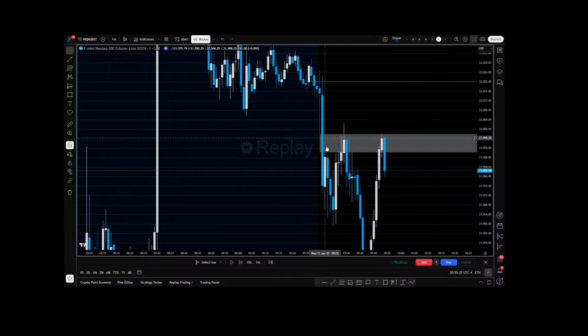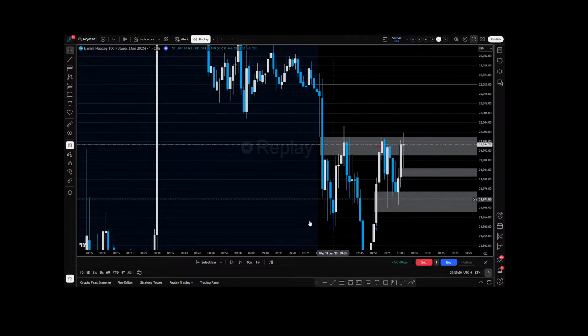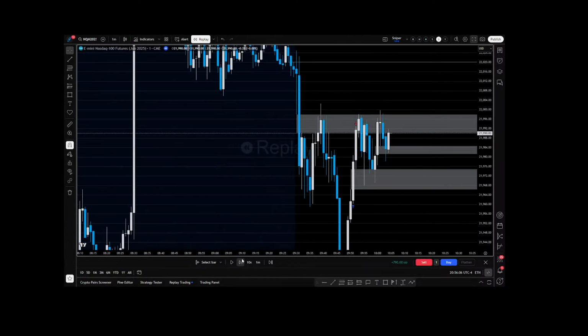Okay, once again, rejecting this 1 minute fair value gap. Strong reaction here. Now here we're just bouncing between fair value gaps, right? Okay, formed another. All right, so this is getting very choppy. Not conditions to be forcing setups in.